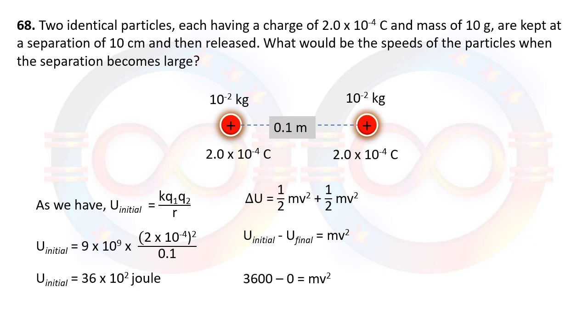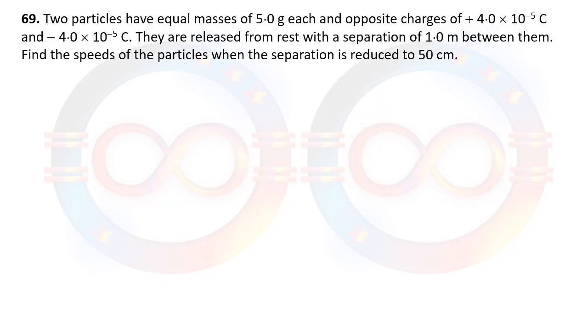3600 we have already calculated here, equals mv square. Then v square is equal to 3600 upon 10 raised to minus 2. It will be 36 followed by four zeros, and v is equal to 600 meter per second. So once we release them at a distance of 10 centimeter, they will gain a speed of 600 meter per second.